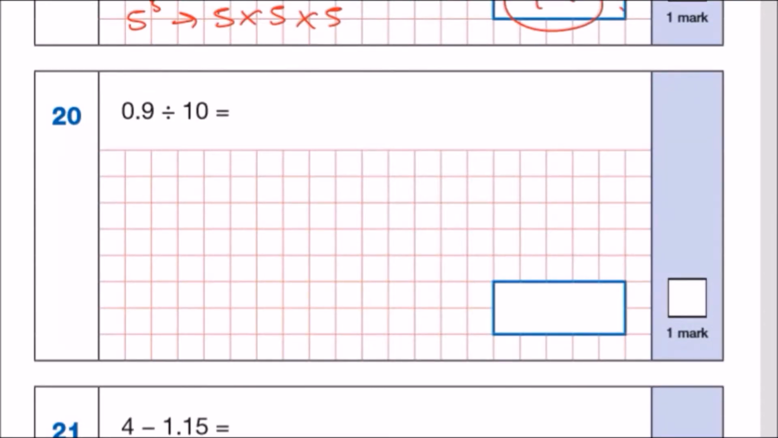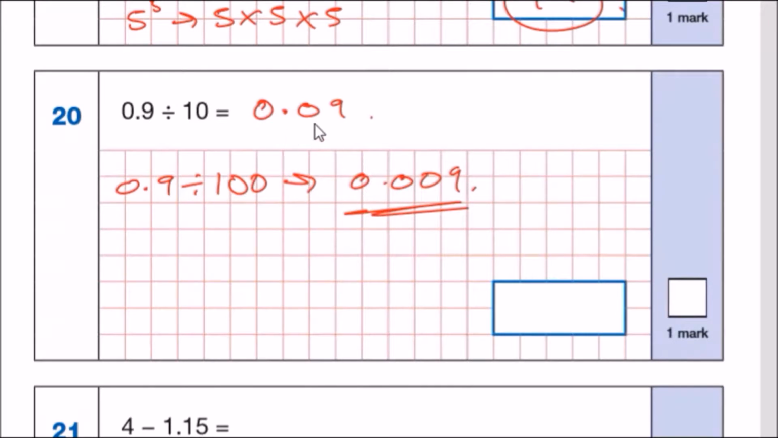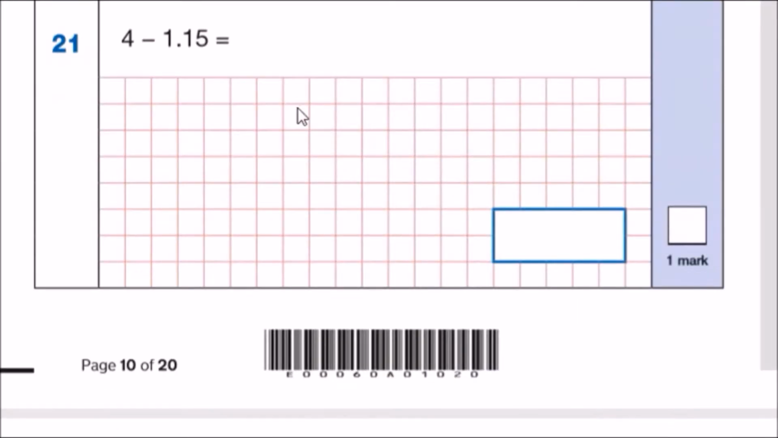All you have to do is realize that when you're dividing by 10 or 100, you're just shrinking the number by moving the decimal place across. Dividing by 10, you move one place. So 0.9 becomes 0.09. If you had to divide this number by 100, you just move it twice, so you shrink it twice, and it'll be 0.009. So we see how the pattern goes. In this case the answer is going to be this one, 0.09.